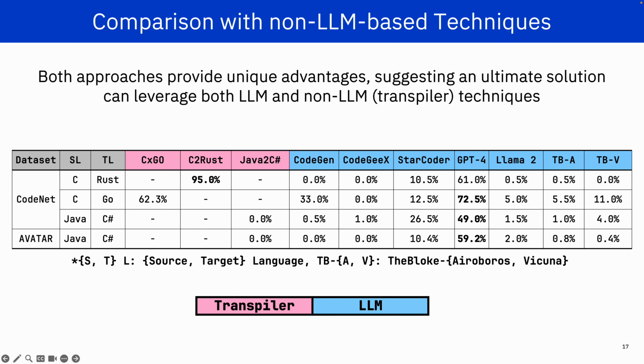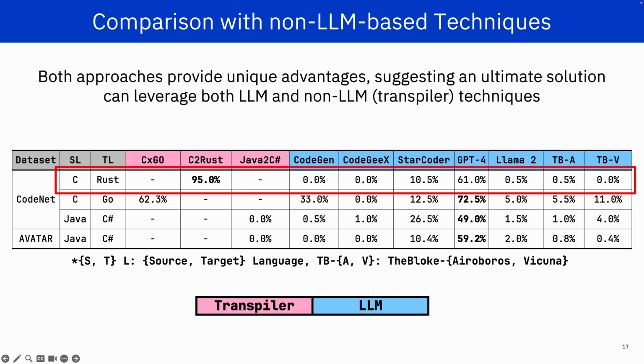At the end, our last research question is comparing LLM-based techniques with non-LLM-based techniques. This table shows the performance of transpilers compared to LLMs in certain pairs like C to Rust, C to Go, and Java to C Sharp. As you can see, except for the C to Rust pair, where the C to Rust transpiler outperforms GPT-4, 95% versus 61%, all other transpiler techniques cannot outperform our best performing model, GPT-4.